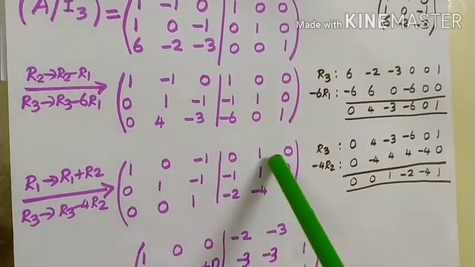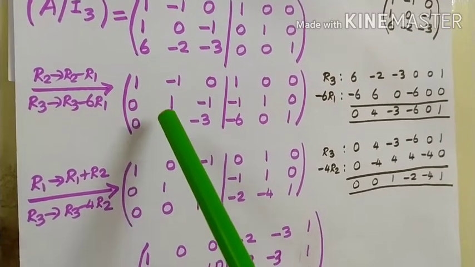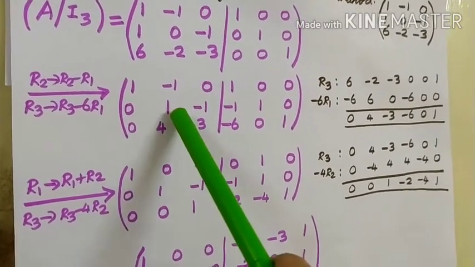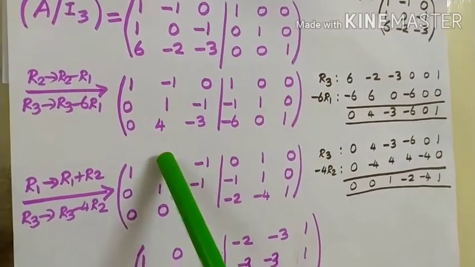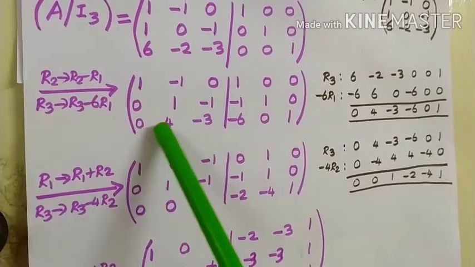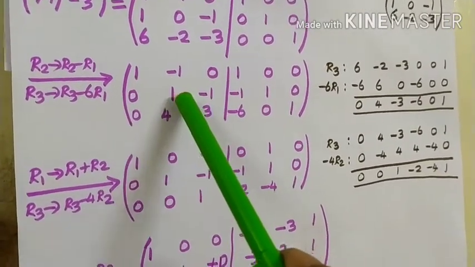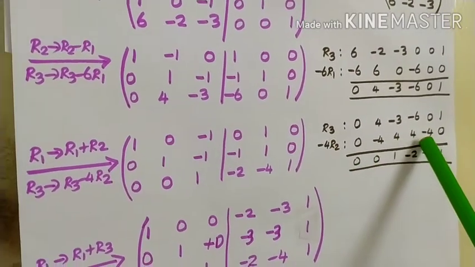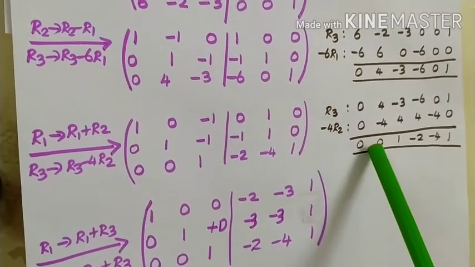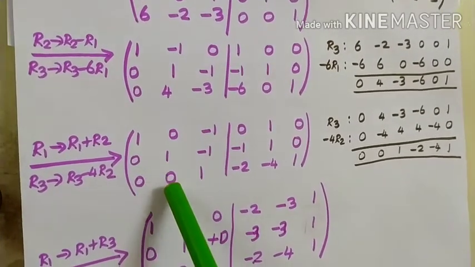So 0 is achieved. My next step, this 4 must become 0. Here 4, here 1. So multiply all this by 4 and then subtract. So how will you write R3? R3 becomes R3 minus 4R2. So write R3 minus 4R2 and simplify the answer. So 1, 0, 0 is achieved. 0, 1, 0 is achieved.